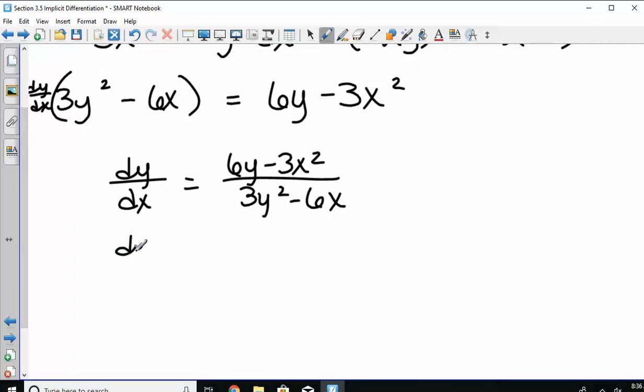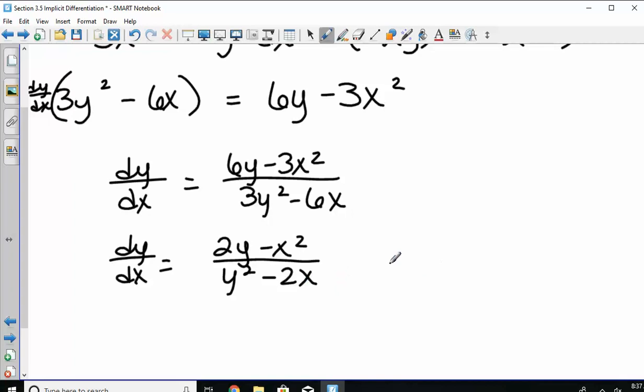Everything is divisible by 3. So you'd have a 2y minus x squared over y squared minus 2x. Or, depending on how you had done it, you might have gotten x squared minus 2y over 2x minus y squared. Any questions on that one?